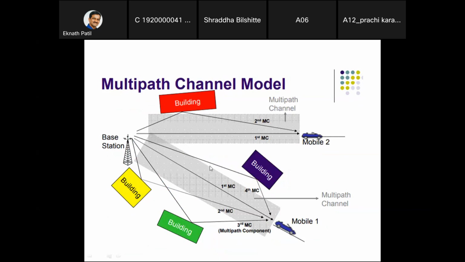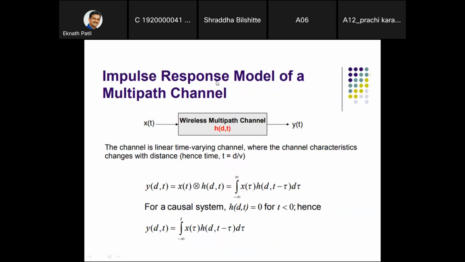Okay, so this part, the lower part, I am going to show you. The second thing is that from the base station, two multipaths are shown here, in the mobile too. So these are the things happening in mobile communication. So the impulse response model of a multipath channel has x of t as the transmitted signal.